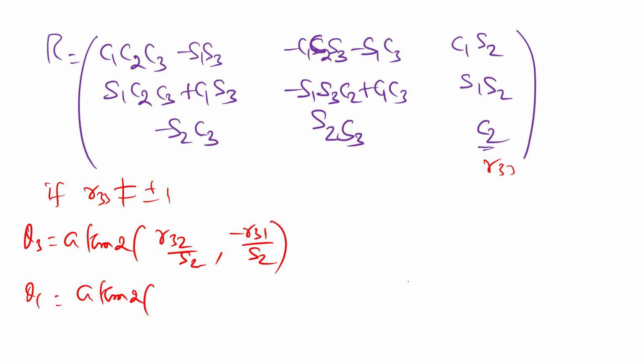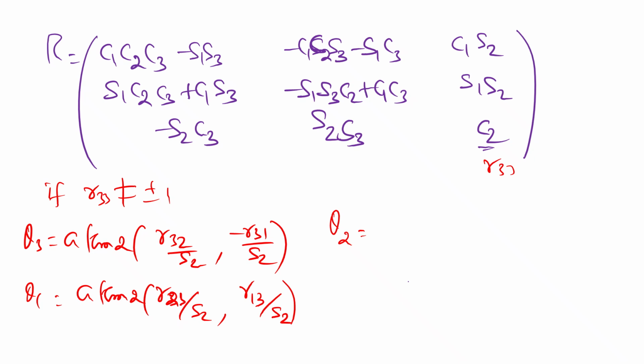Arc tan 2 of, that is theta 1 here. This one is R13, R23. So R23 divided by S2, comma, R13 divided by S2. So this is my theta 1.